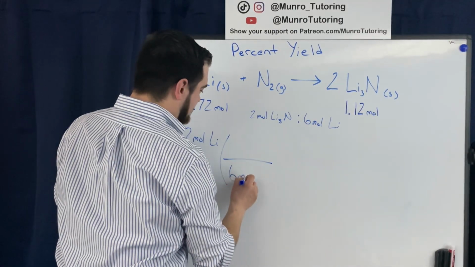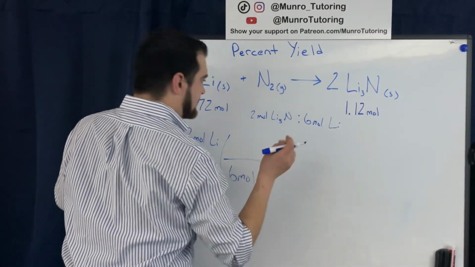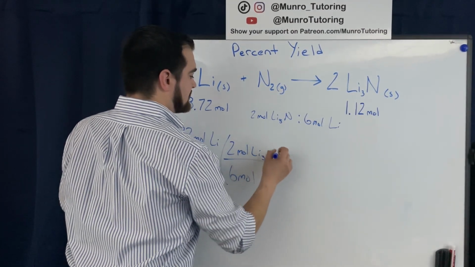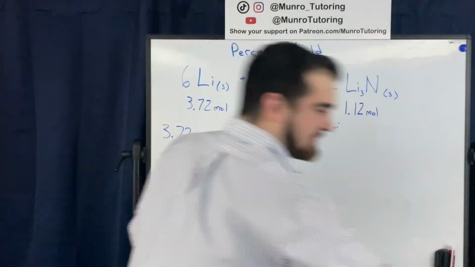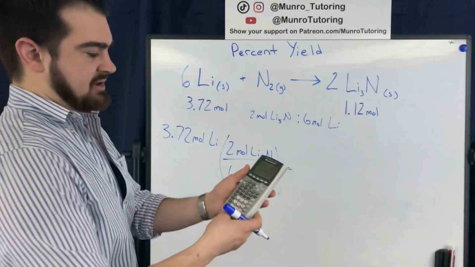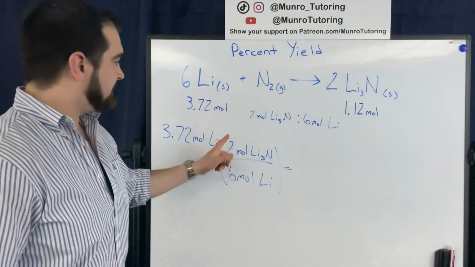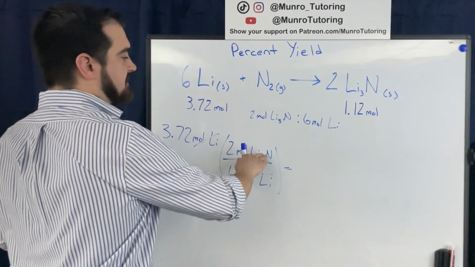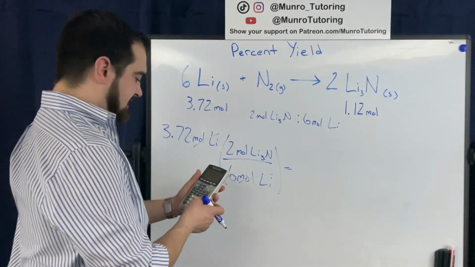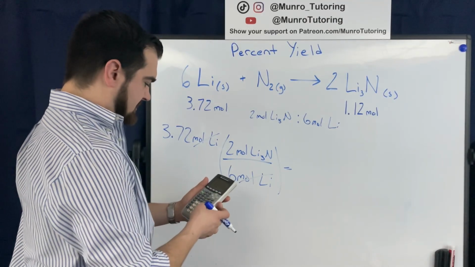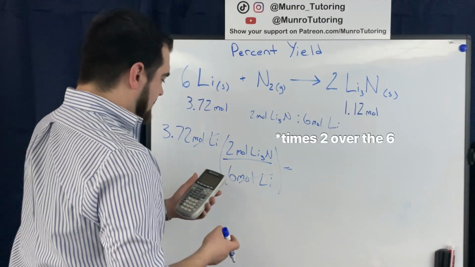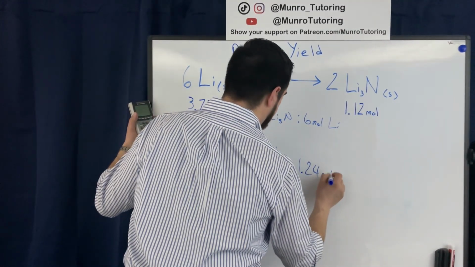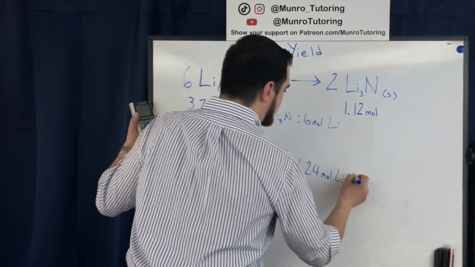We have 6 moles of lithium over here, and 2 moles of lithium nitride over here. Let's do this math. We have 3.72, and remember we multiply by what's on top, divide by what's on the bottom. Let me cancel out my units while I'm here. So the only unit left is moles of the product, lithium nitride. So 3.72 times 2 over the 3, and we get 1.24 moles of lithium nitride.